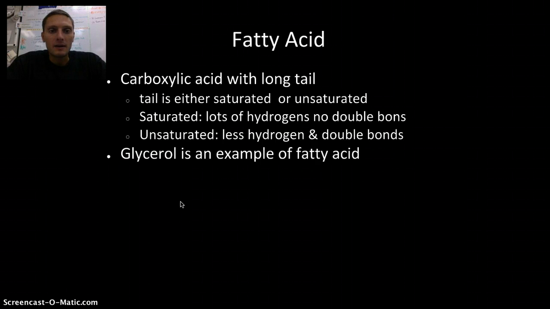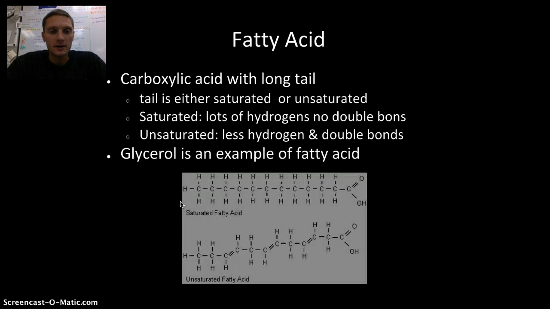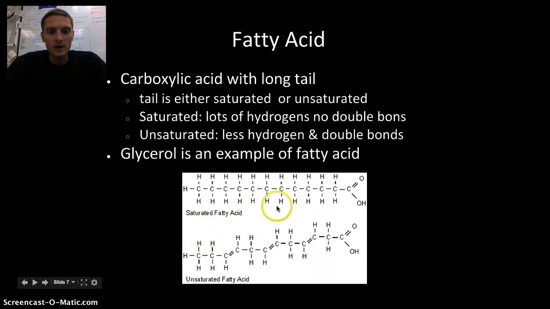Next, we're going to talk about a fatty acid. A carboxylic acid with a long tail is what makes up a fatty acid. The tail is either saturated or unsaturated. So here we've got a saturated fatty acid tail, and you can see we've got carbons, and it's got lots and lots of hydrogens. It's saturated with lots of hydrogens. The difference between saturated and unsaturated is that in our unsaturated, we've got some double bonds. So here's some double bonds right here.